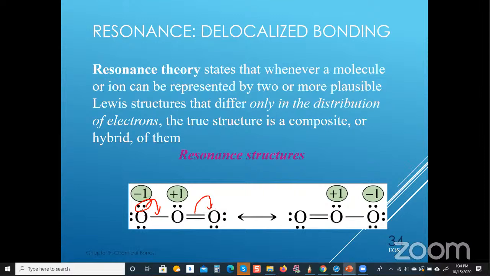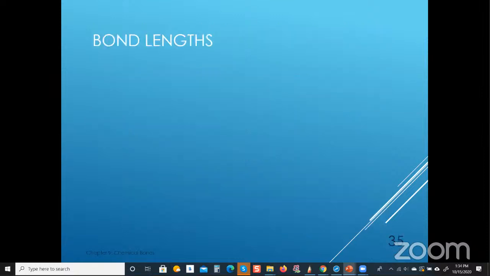All right. So that's basically the reasoning behind the resonance theory when it comes to the delocalization of electrons. Okay. Any other questions about this particular topic? Okay. Let's see what's next.